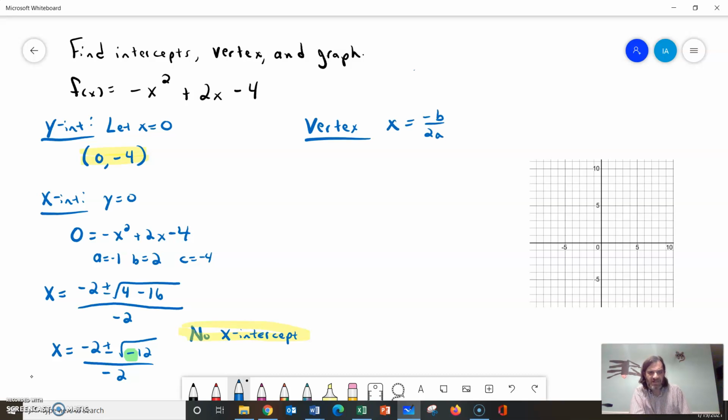So if we do that, we'll have negative b, which will be positive negative 2, all over 2a, which will be negative 2. So the x part of our vertex is positive 1. So if we plug 1 into our function, we'll have negative 1 plus 2 minus 4, which I believe gives me negative 3. So my vertex is at 1, negative 3.